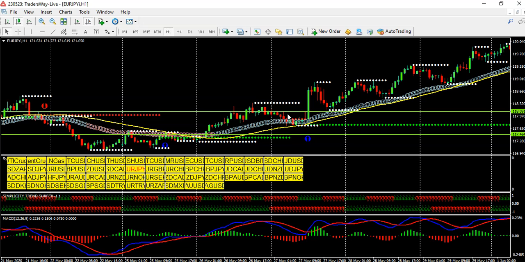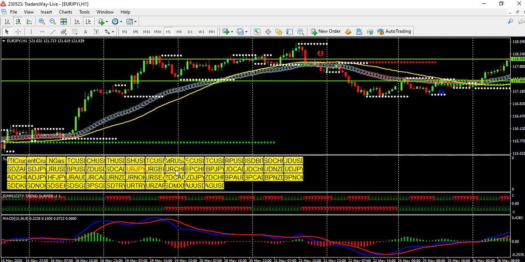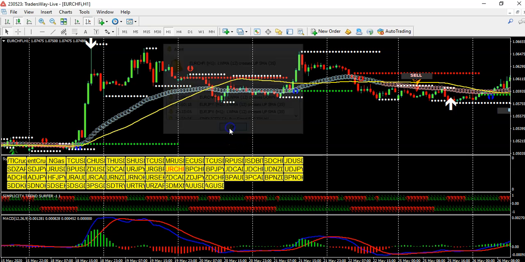And if anybody in the group knows of a way that we can have our entry arrow pushed to our mobile phone, that would be so incredibly awesome. Please follow me, share, so that we can all be on the same page. But yes, backtest a couple of them. Let's go to Euro. Let's go to Euro Chef.